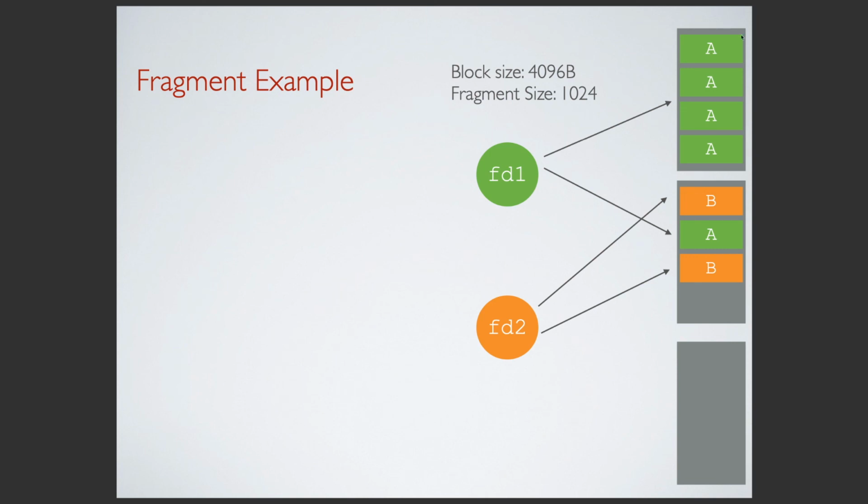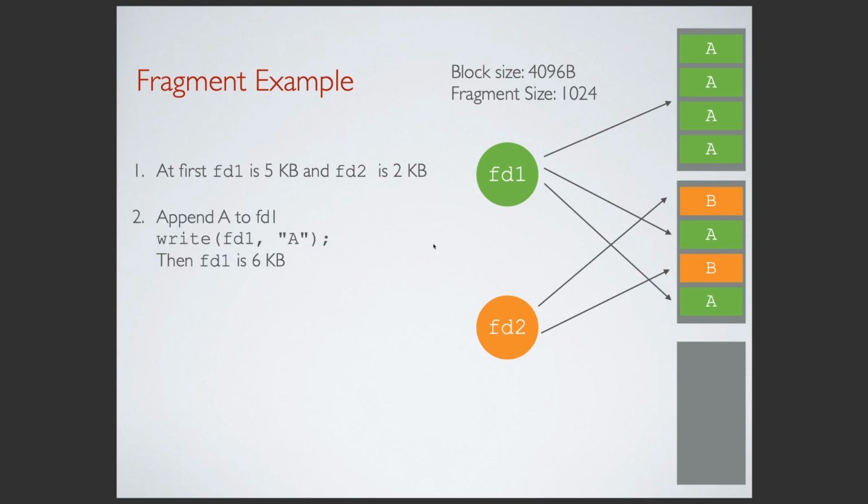So here you can have this kind of configuration where you have a first file, file descriptor 1 here, that's taking 1 block plus 1 fragment. And then you have a very small file here that doesn't even take a block but takes 2 fragments. So far it's fine. So FD1 is going to be 5 kilobytes here, and FD2 is going to be roughly 2 kilobytes. So what happens when you try to extend this file? Let's try to extend file descriptor 1.